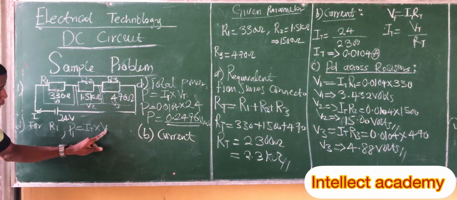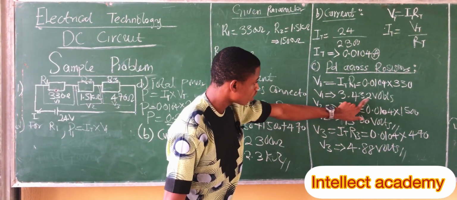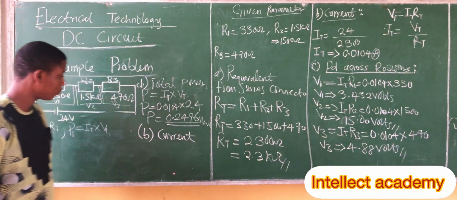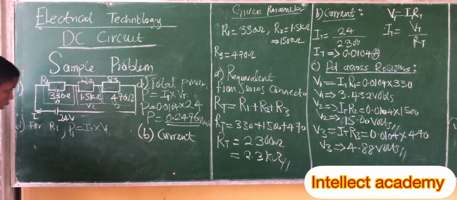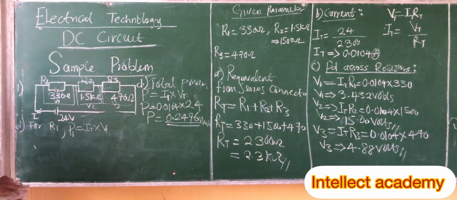So now point your value: 0.0104 multiplied by V1. V1 is 3.432. Punch it. So your power for V1 is what? 0.0356. You have that?